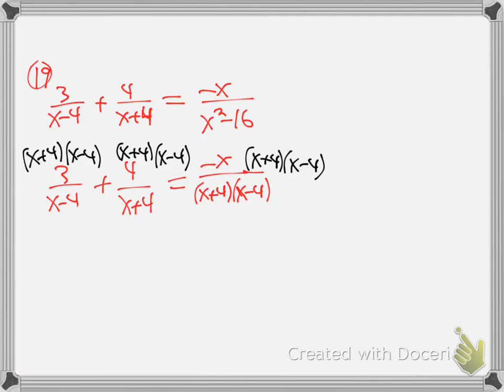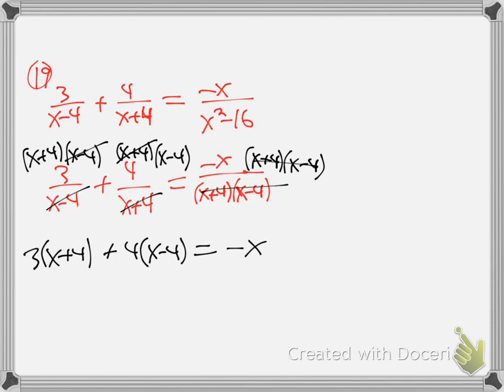Yeah, that's right. But you know how you did it straight across, x plus 4 and x minus 4? Okay, I know what you mean. So now the next step, these will cancel, and we'll end up just having 3 and x plus 4. The x plus 4s will cancel, and we'll have 4 and x minus 4. And over here, these will cancel, and we'll just have minus x.